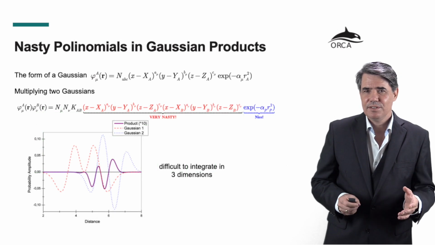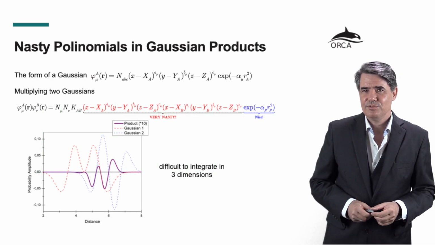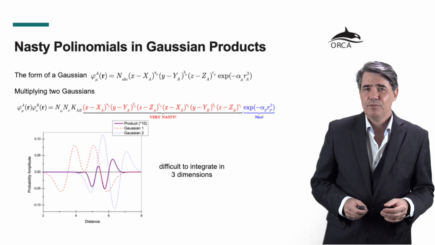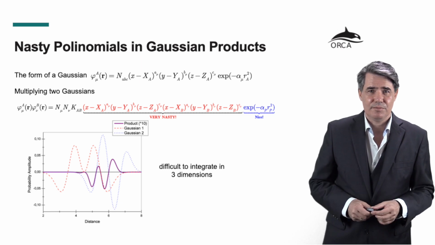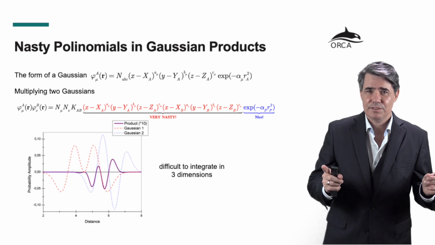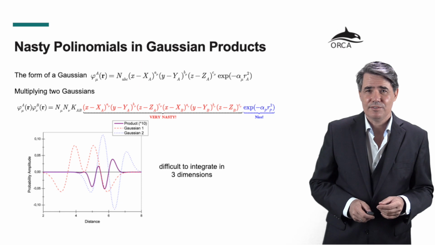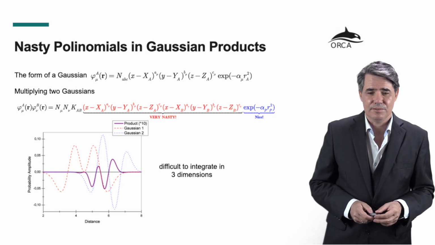Still, there is something that is quite nasty, and so if you have basis functions with angular momentum larger than 0, you have a polynomial that multiplies these basis functions. Now, if these polynomials are centered at different points in space, the resulting product Gaussian has a very nasty polynomial that is difficult to integrate.